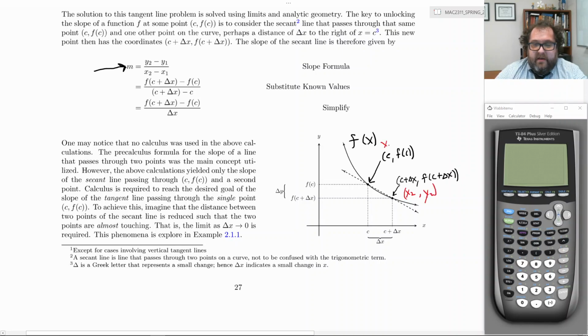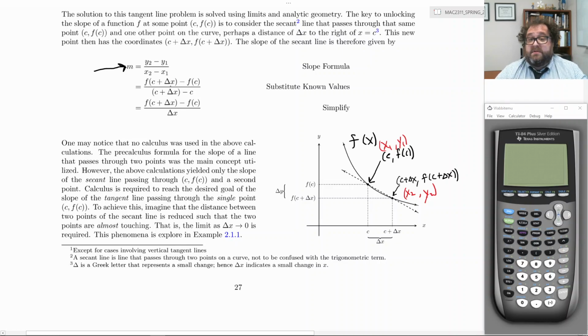Let's call this one x1 and y1. Okay, so we have 2 points. Plug into your slope form over here. So y2 is f of c plus delta x, minus y1, f of c, over x2, which is c plus delta x, minus x1, which is c.